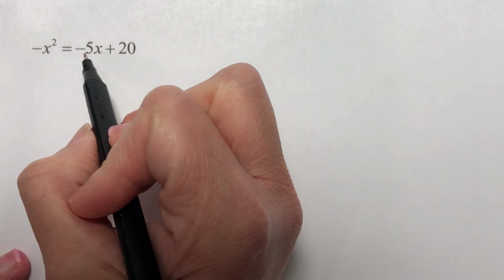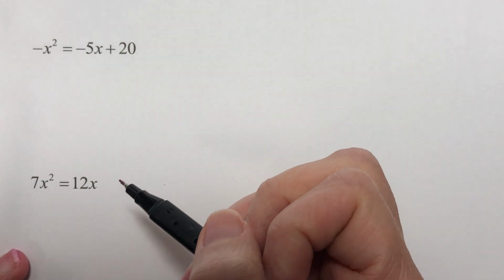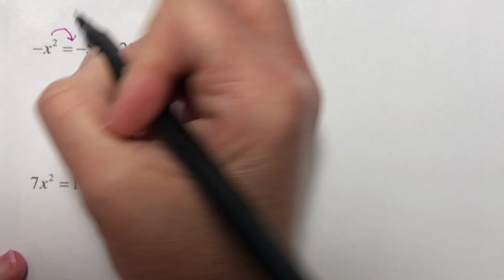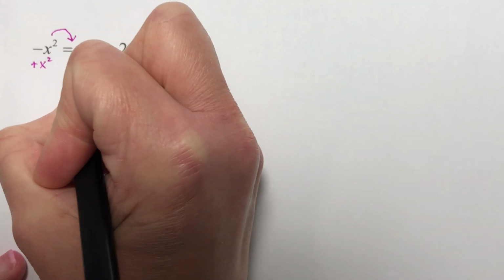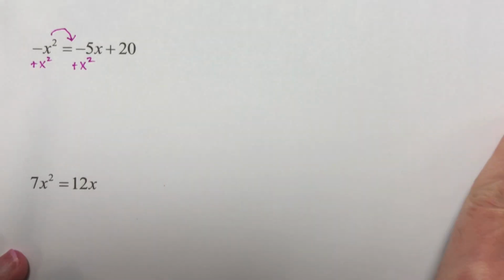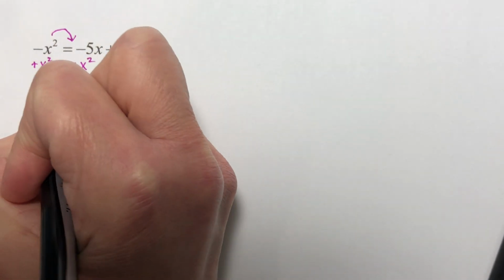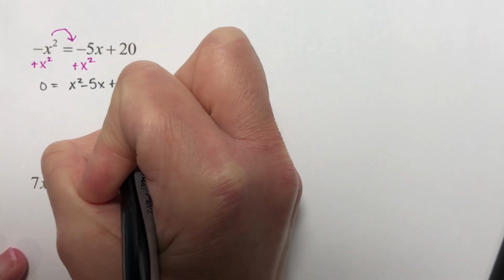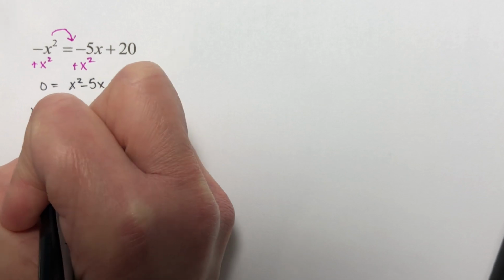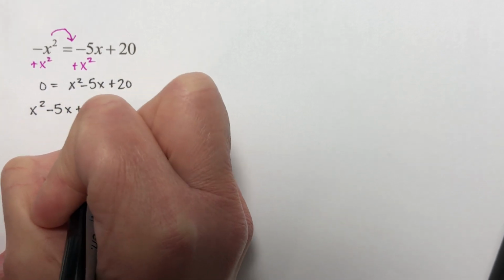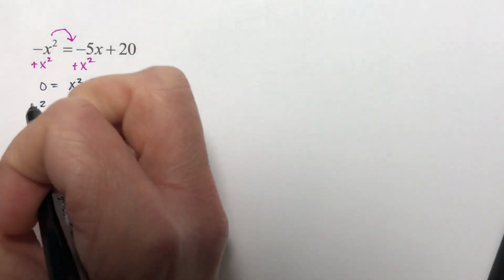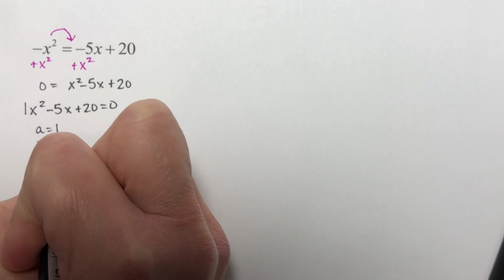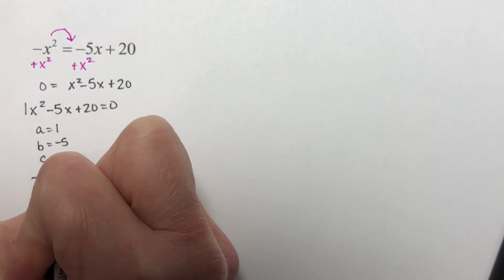Now, I could create a 0 by moving both of these over to the left, or I can create a 0 by moving this one over to the right. If I move this one over to the right, I'll be adding x squared to both sides, which is going to give me a positive number first. So I get 0 equals x squared minus 5x plus 20, which of course is the same thing as x squared minus 5x plus 20 equal to 0. So this means that our a is 1, our b is negative 5, and our c is 20.